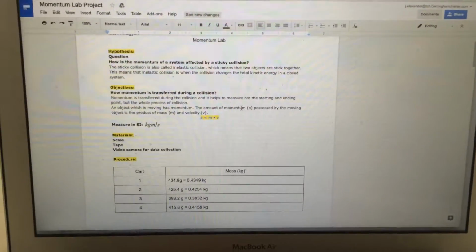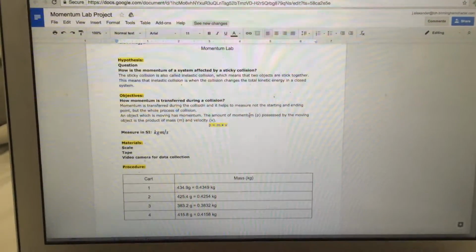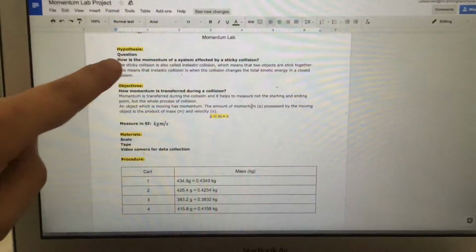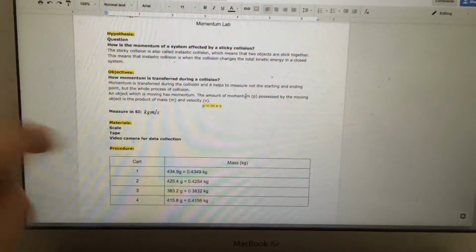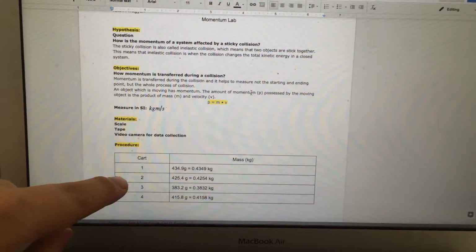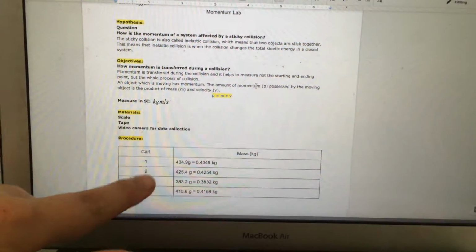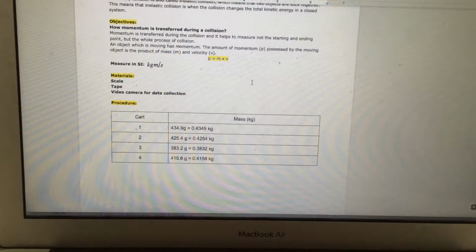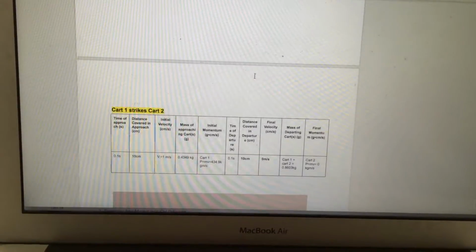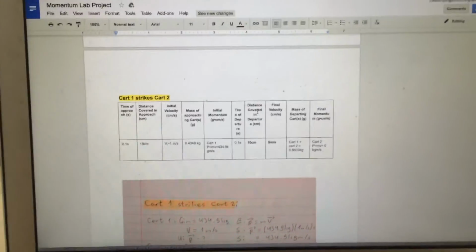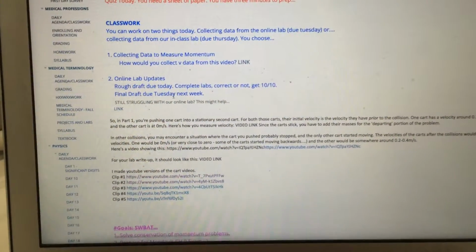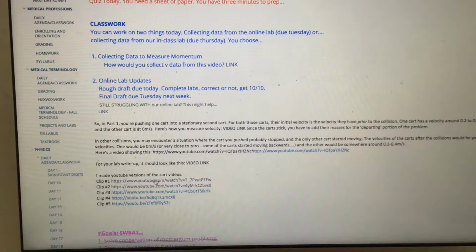All right, so your momentum lab, the online lab, should look like this with the hypothesis, your objectives, materials, really basic, and then data. So weight data for the cart, that's all. That looks good right there. You can get that from clip number 1, which I uploaded to day 67, which looks like this. Clip number 1's right down there.